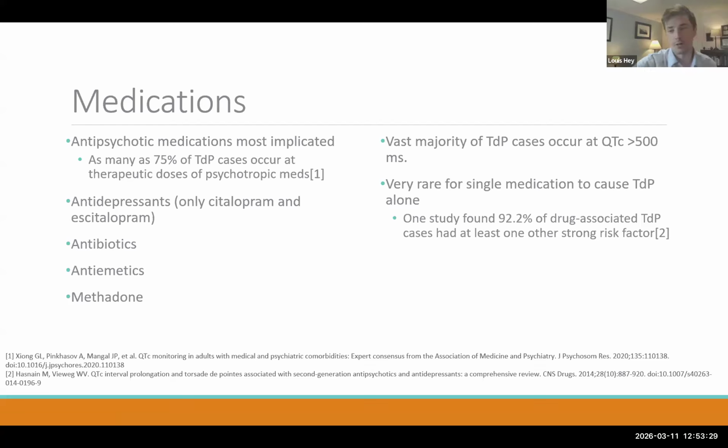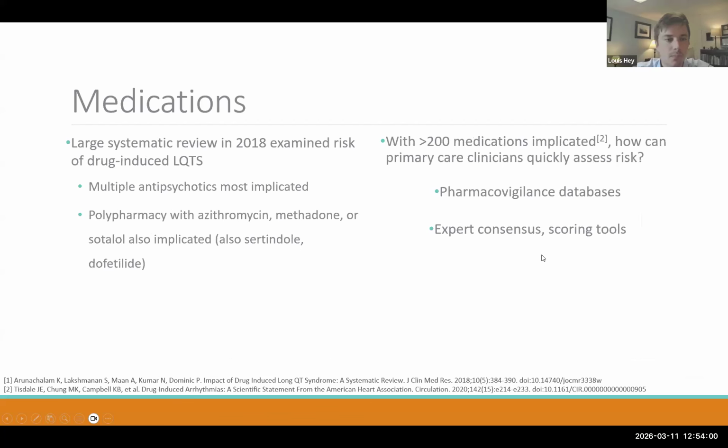Torsades, by and large, occurs at QTCs above 500, and then, like I said earlier, it's exceedingly rare for a single medication to cause torsades. A single medication can cause QT prolongation, but for a single medication in the absence of risk factors, it's very, very rare. This fairly large study found that 92% of drug-associated torsades had at least one other strong risk factor, and those were the risk factors that we talked about a couple slides ago.